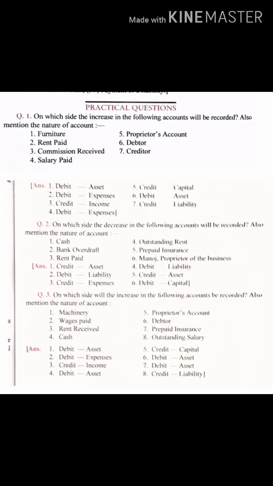Now we'll see a few more. Now on which side will the decrease in the following accounts be recorded? Previously it was increase. Now we will check all decreases. We will even mention the nature of the account, whether it is assets, liabilities, or what it is. Now cash. Cash is what? Asset. If cash is decreased, so if an asset is decreasing, where will it be recorded? It will be recorded on the credit side. Okay. Bank overdraft. Bank overdraft is a liability. It is a type of loan. Now if a liability is decreasing, it will be recorded on the debit side.